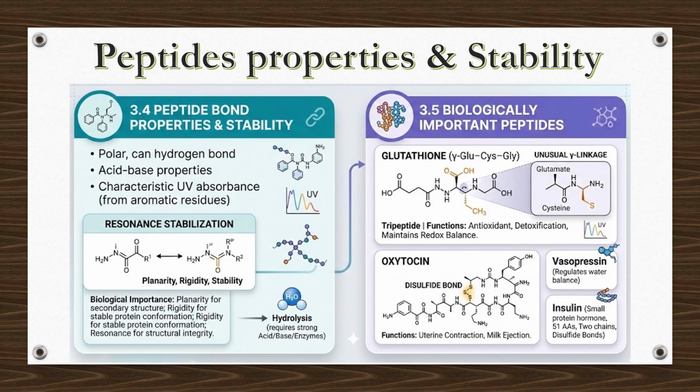Oxytocin is a 9 residue peptide with a disulfide ring produced in the hypothalamus and released from the pituitary gland. It stimulates uterine contraction during labor and milk ejection during breastfeeding. Beyond reproduction, oxytocin influences social bonding and emotional responses. Though its roles are complex, clinically it's used to induce labor and prevent postpartum hemorrhage.